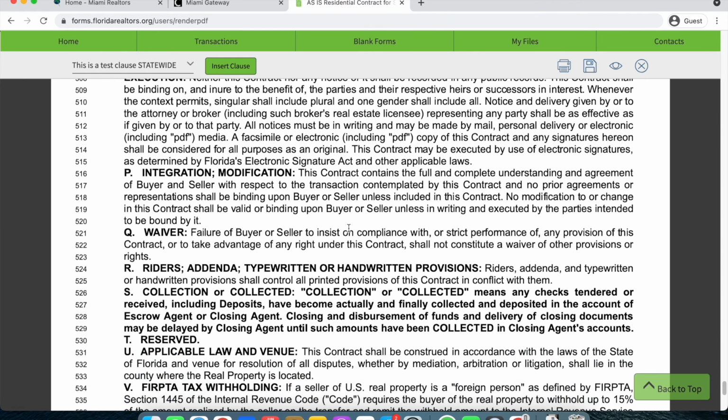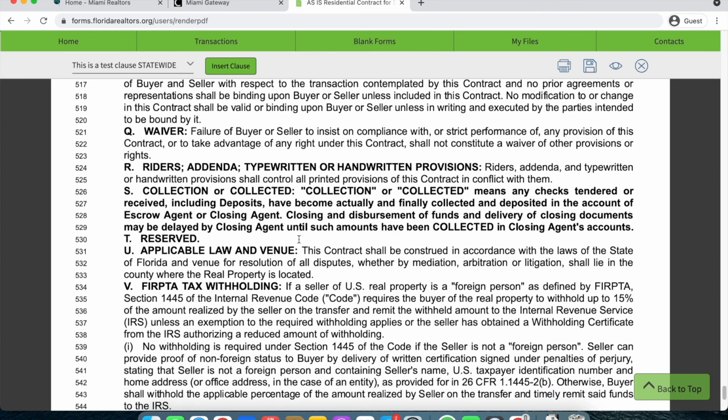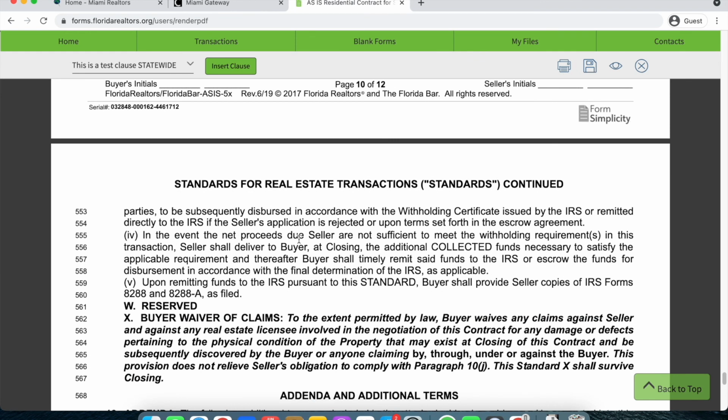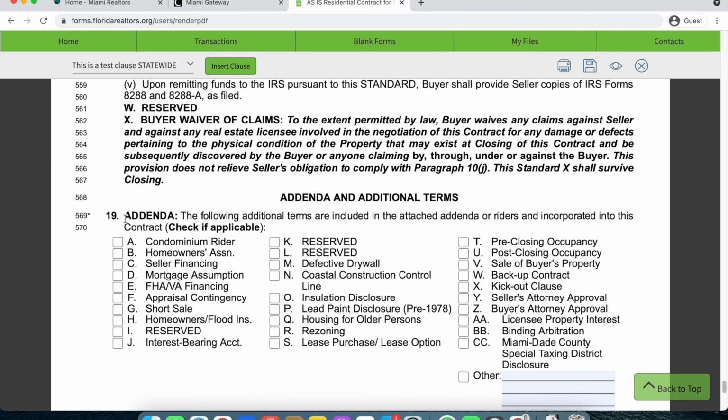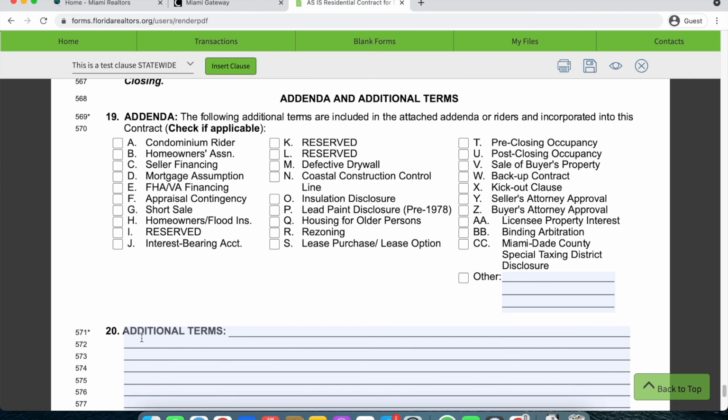Integration and modification is self-explanatory. You can read, and so is waiver. From here on out, they're all pretty much explanatory and easy to understand. I want to scroll down to the addendas. It's important that you understand that there's all these additional terms. Addendas are available for you in form simplicity, and I would familiarize myself with these addendums to make sure that you understand which one is needed for the particular transaction that you're in.